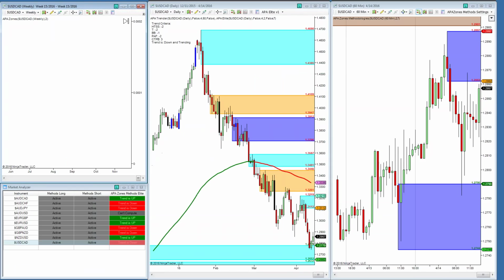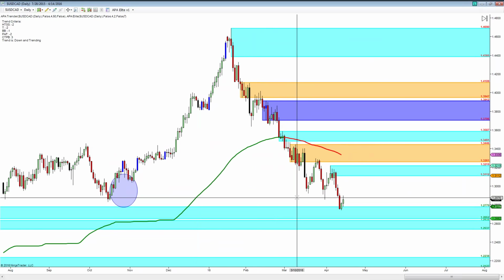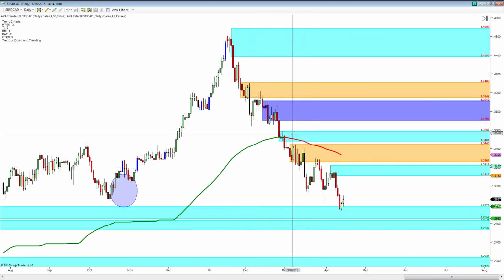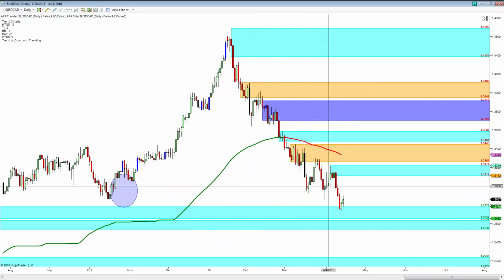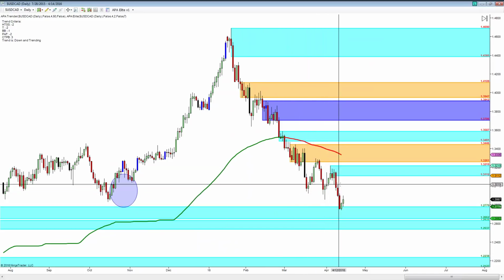Let's take a look at the daily, see what we got. Come on, blow up. There we go. All right. And here on the daily, you can see a nice downtrend. All the supply zones on the way down being respected pretty much, making lower lows, lower highs, lower lows.